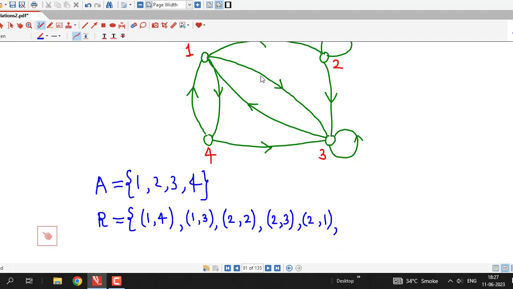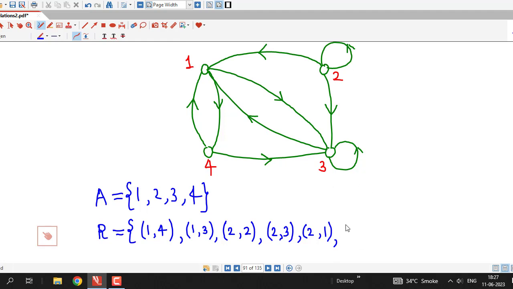Now I check for arcs having initial vertex as 3. So there is a loop at 3. So first we write down ordered pair 3, 3, and there is another arc having initial vertex 3 and ending at 1. That means ordered pair 3, 1. And there is no other arc having initial vertex as 3. There are only 2 arcs having initial vertex as 3.